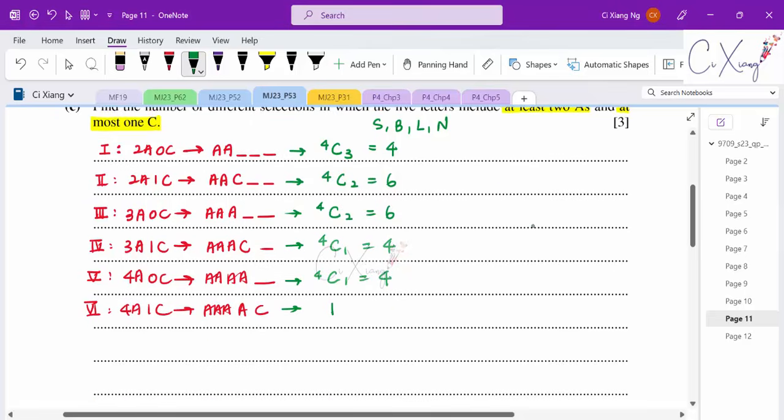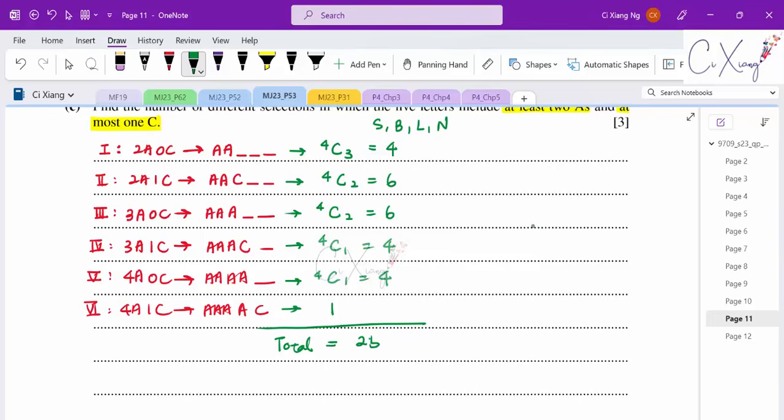Okay, then to calculate the final answer, we need to total all the combinations for the different cases here. So if you try to total them, you should have 25 different combinations that fulfill the restrictions given in the question.